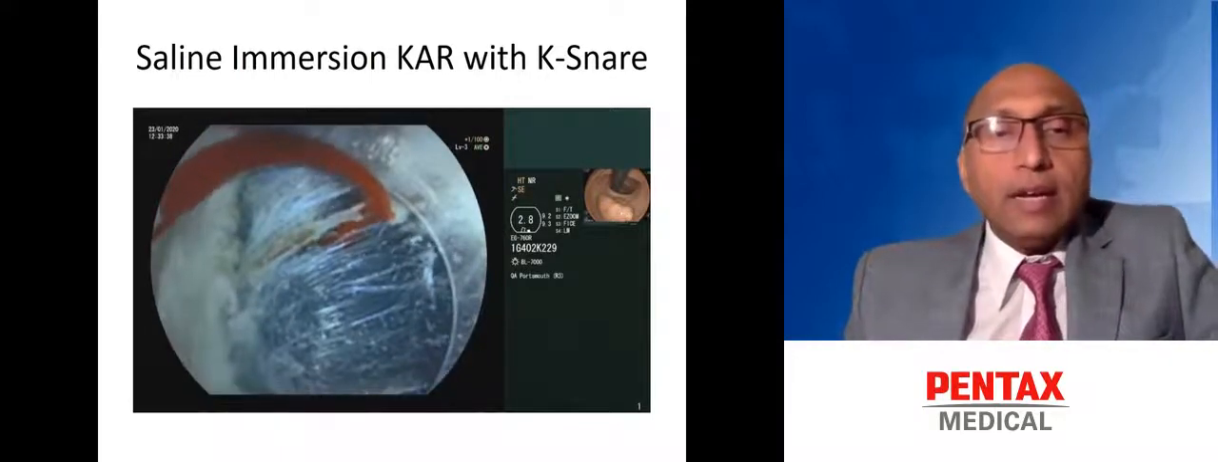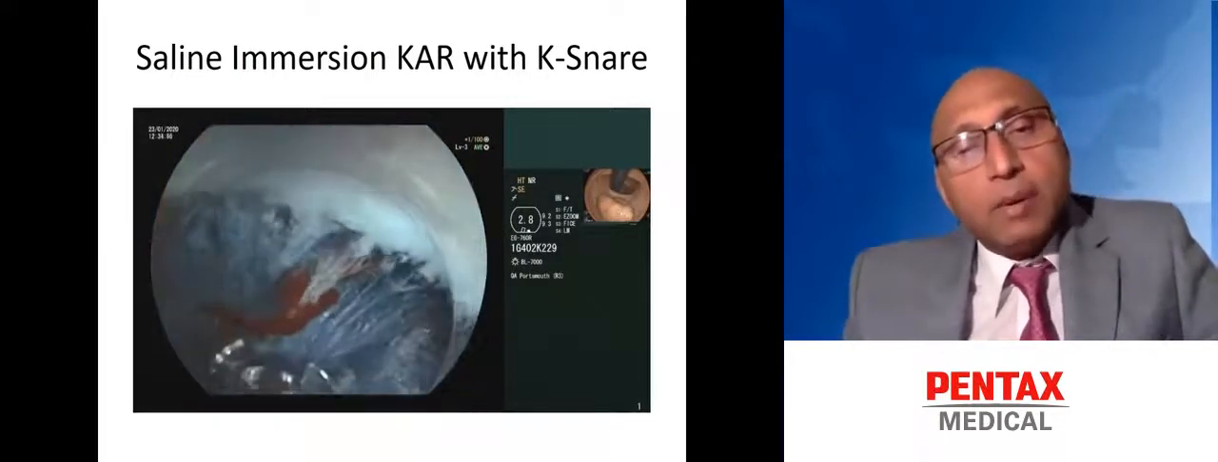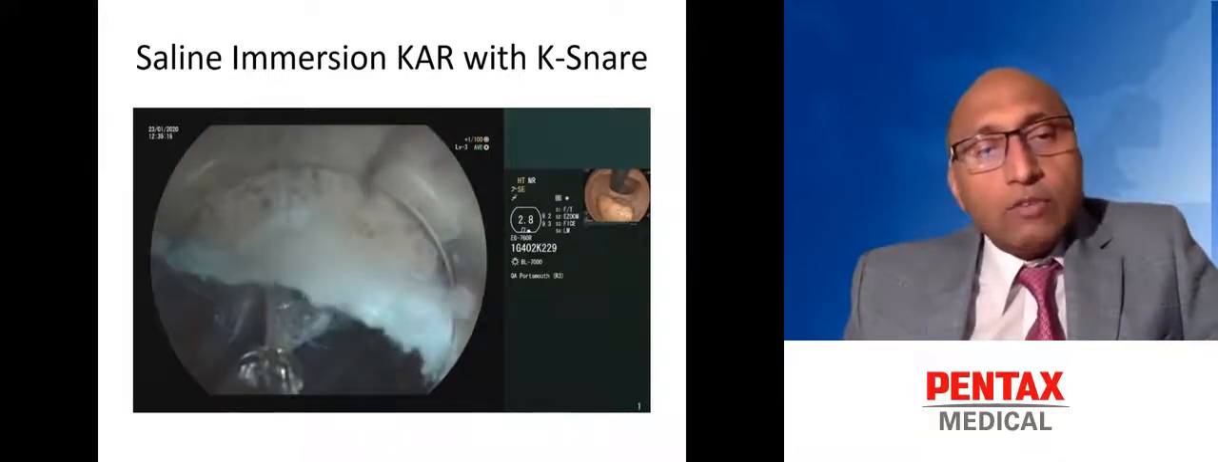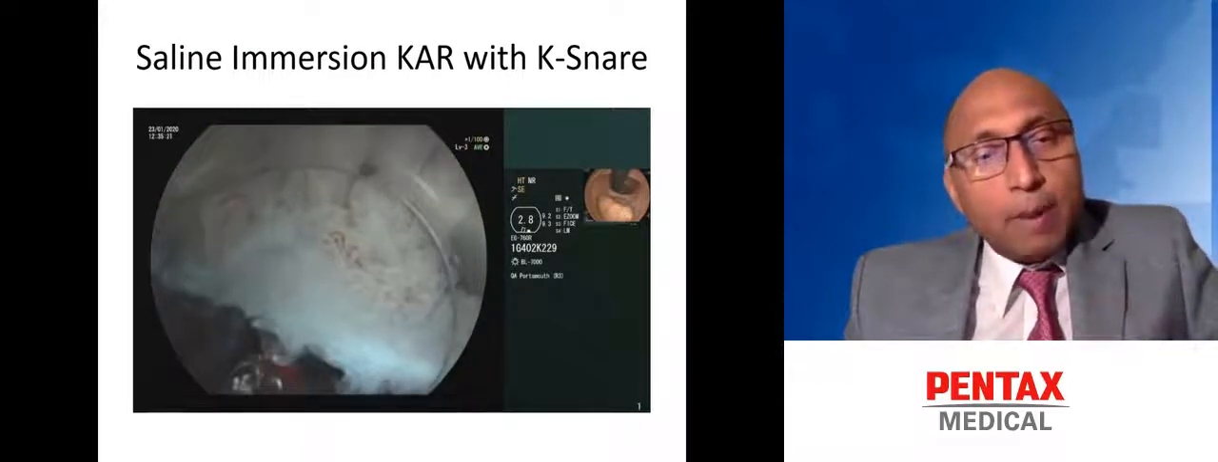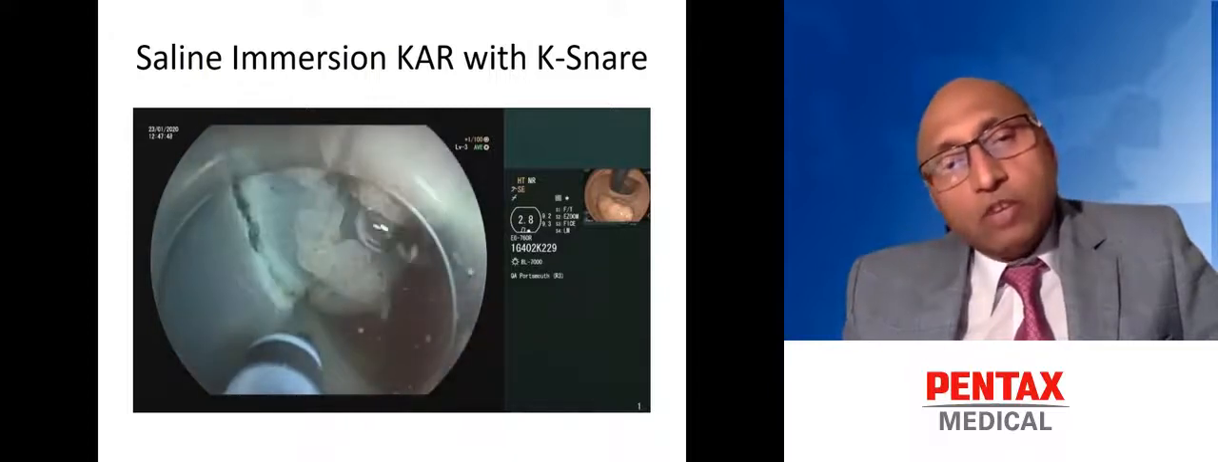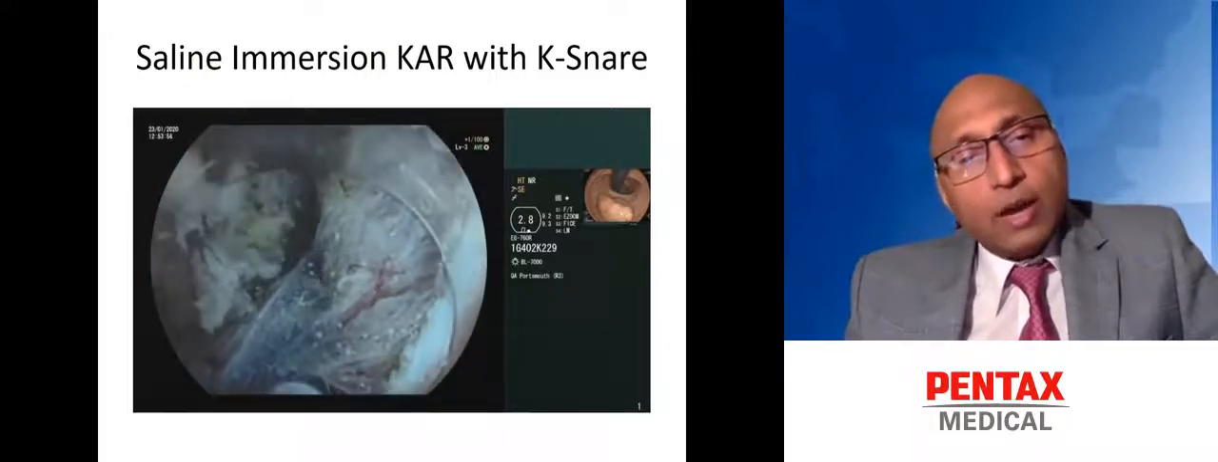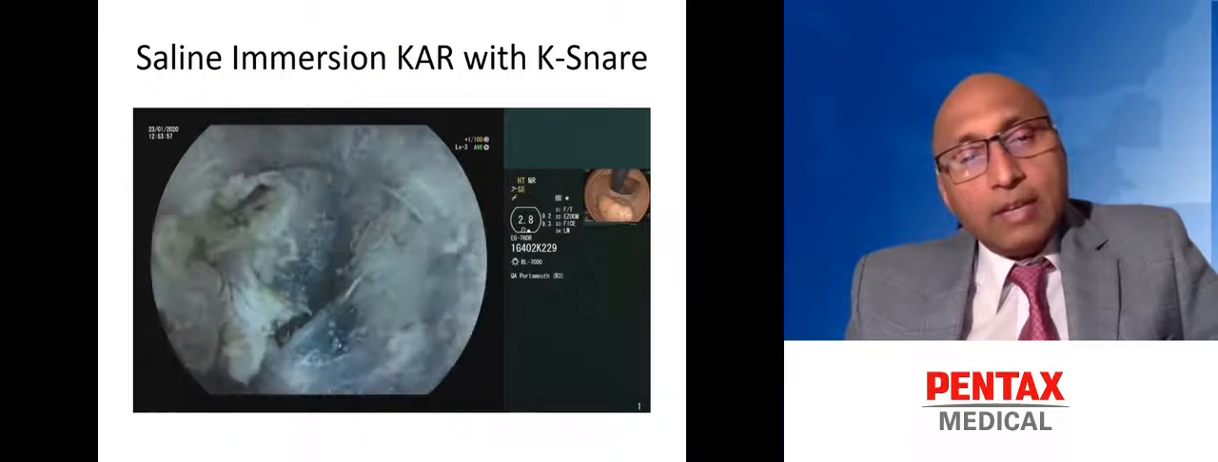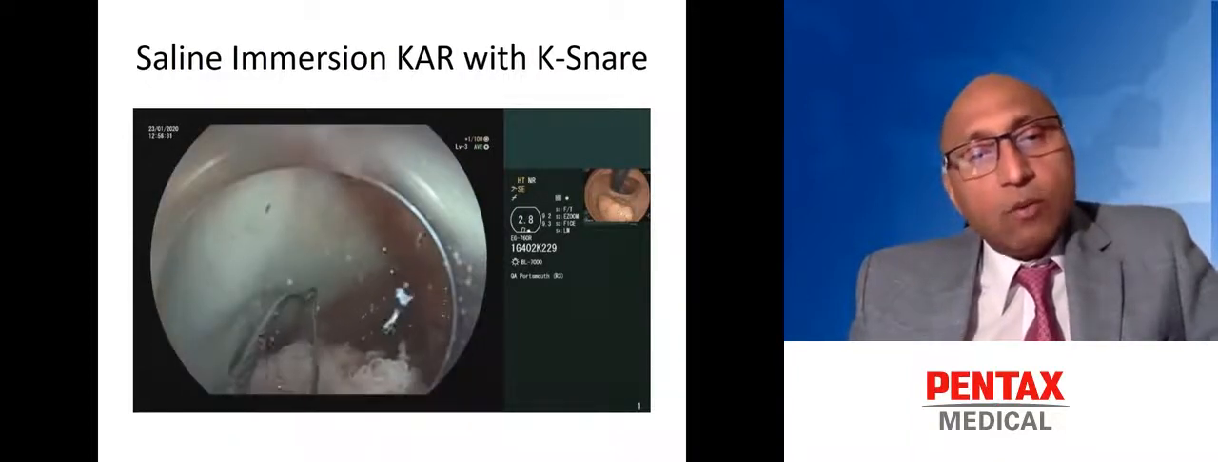Now I've hit another vessel. You can see it's bleeding. With water, you can see the bleeding point. I'm using the bipolar forceps again to grasp the bleeding point and coagulate it. It stopped the bleeding. And now we have just turned around, gone on the other side, completed the incision and made a little bit more submucosal dissection underwater.